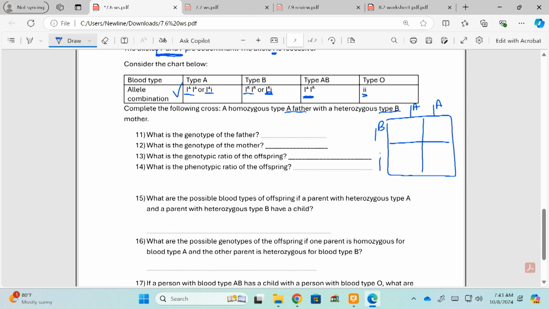It says, what is the genotype of the father? Well, we know that he's like this because he's homozygous for type A. And the mom is heterozygous, so she's like this. All right, now we are going to fill in our Punnett square here.